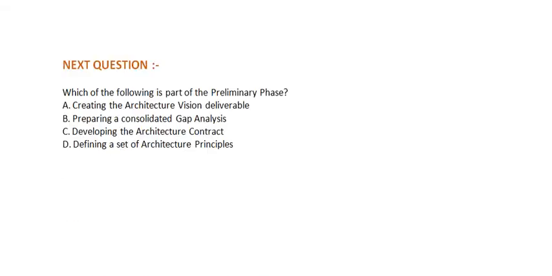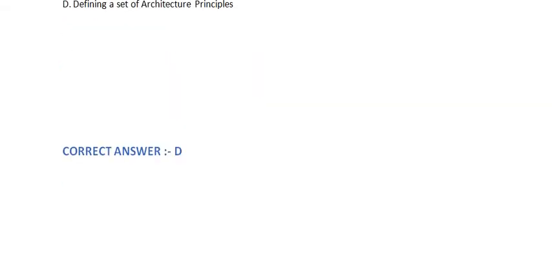Next question is, which part of the following is a part of the preliminary phase? Option A, creating the architecture vision deliverable. Option B, preparing a consolidated gap analysis. Option C, developing the architecture contract. And option D, defining a set of architecture principles. The correct answer is option D.